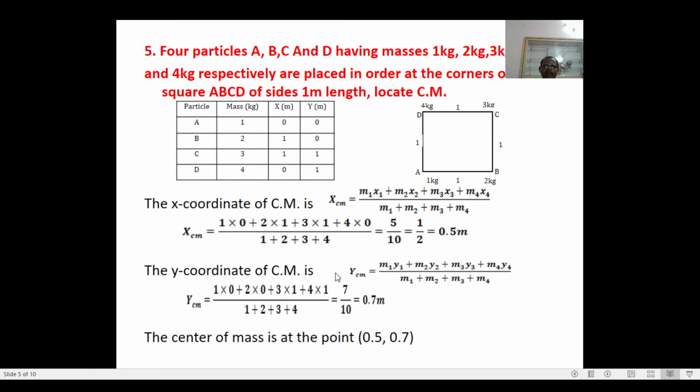The y coordinate of the center of mass is YCM equal to m1 y1 plus m2 y2 plus m3 y3 plus m4 y4 divided by m1 plus m2 plus m3 plus m4. Now YCM is equal to 1 into y1 which is 0, plus m2 is 2, y2 is 0, plus m3 is 3 and y3 is also 1, plus for particle 4, mass is 4 and y4 is 1, divided by 1 plus 2 plus 3 plus 4, which is equal to 7 by 10, equal to 0.7 meter. Now the center of mass is at the point 0.5 comma 0.7.